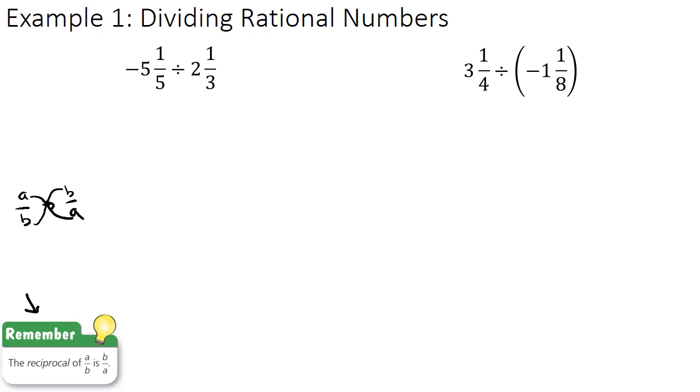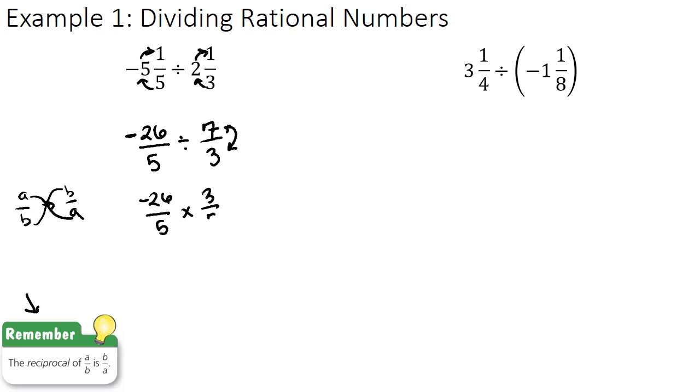As we look at these two problems here, the first thing that we need to do is make sure that they are put into improper fraction form. So 5 times 5 is going to be 25, plus 1 is going to be 26, all over 5, and we remember it's going to be negative. Then we're going to divide that by 3 times 2, which is 6, plus 1, which is 7. So we have 7 all over 3. And now we need to multiply instead by the reciprocal. So we're going to flip this second fraction on its head so that we end up with negative 26 over 5 times 3 over 7.